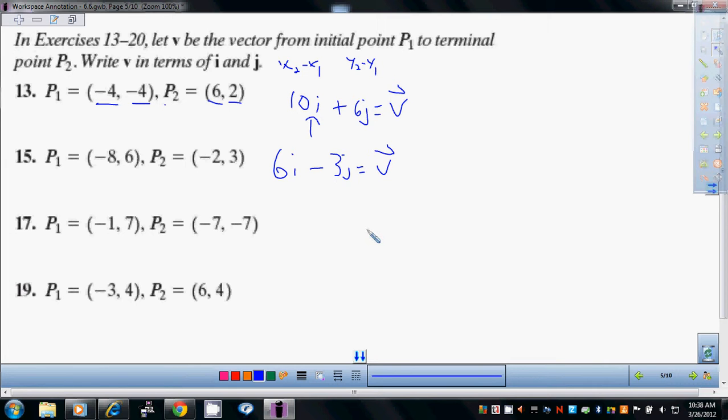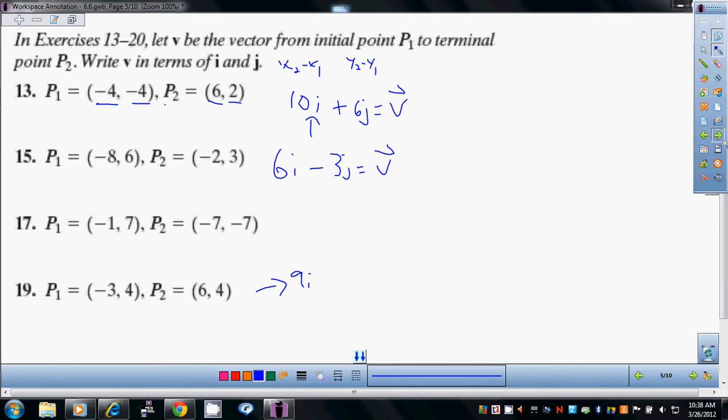Any questions about that slide? If you get 0 for one of them, then it's just not going to be represented. Don't bother writing 0i, just leave it out. I think that happens on number 19. There's no j, so that would just be 6 minus 9i is number 19. Any questions?